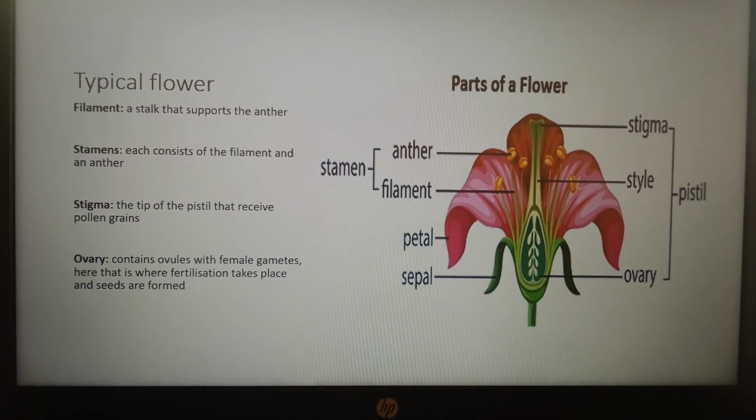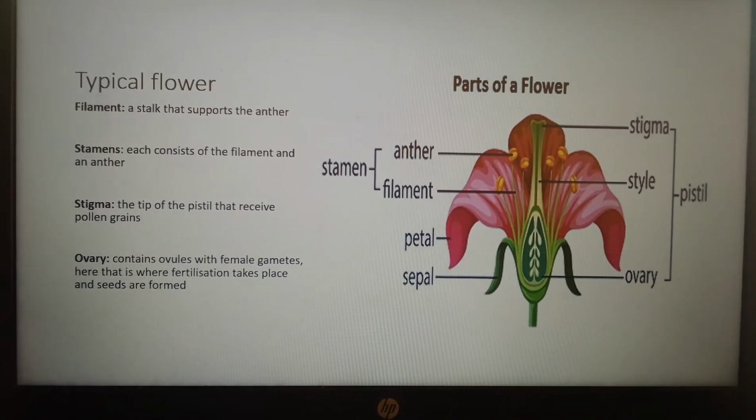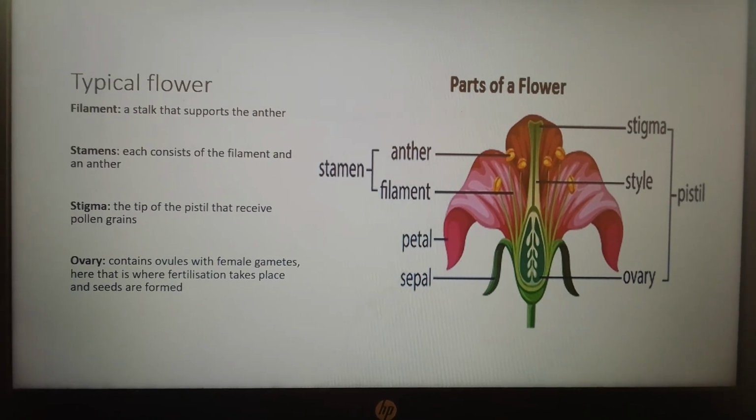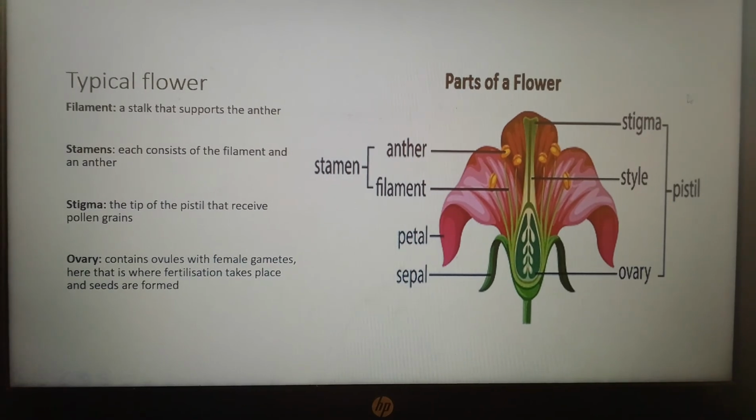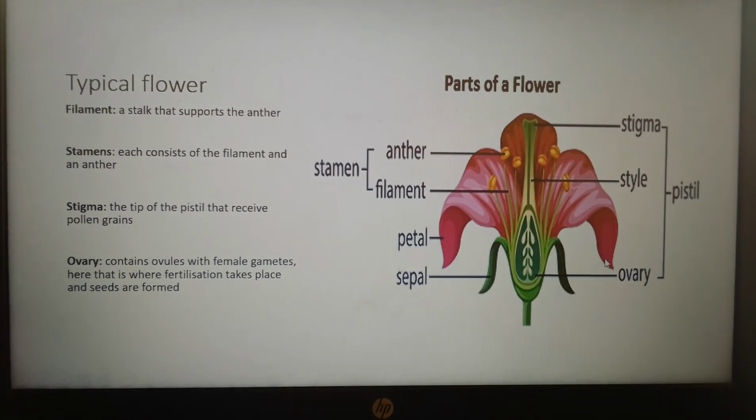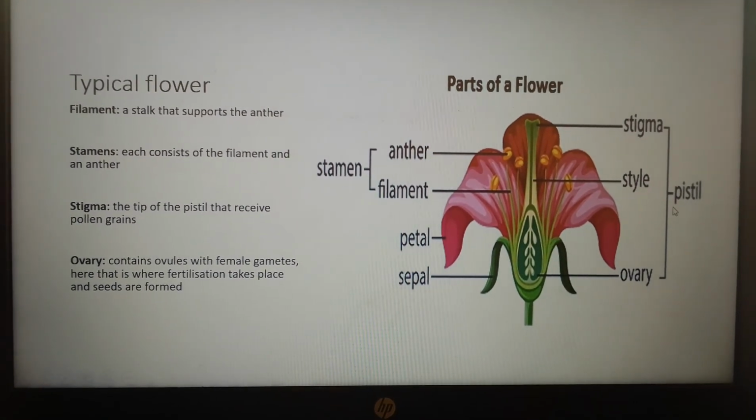We also move on to the pistil or the carpel. I have mentioned it earlier on. The pistil consists of the ovary, the style, and the stigma.